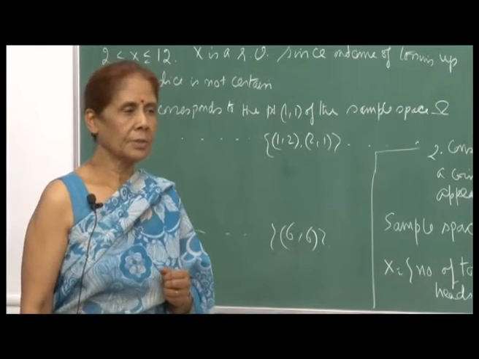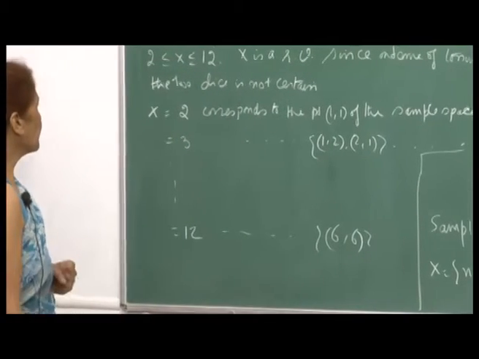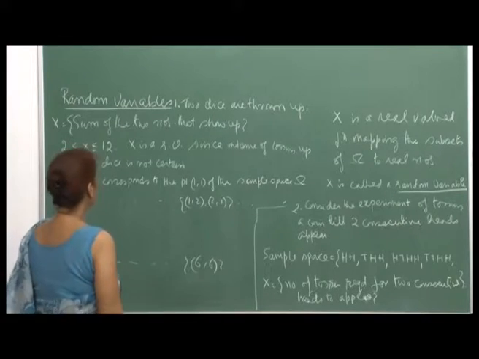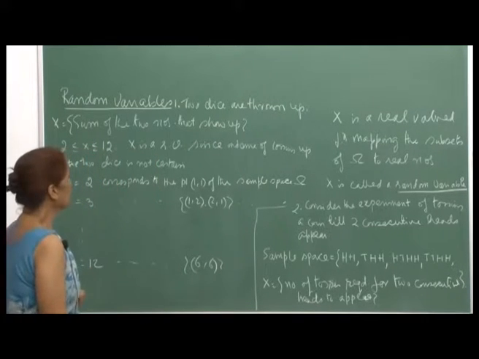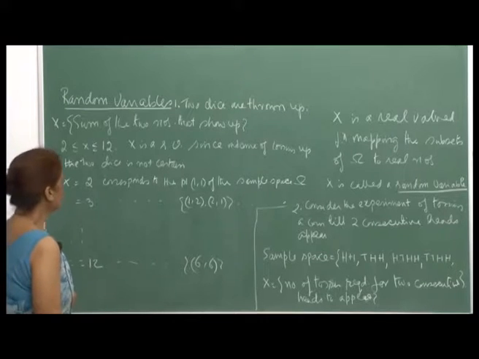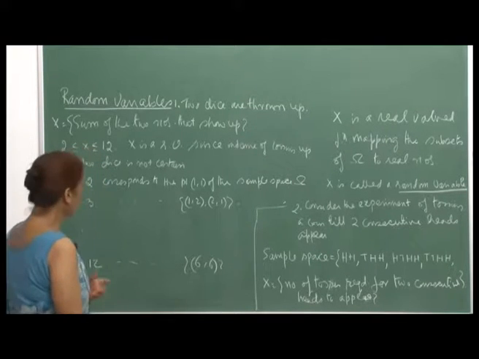Now introduce the concept of random variables. So, the whole idea is, let me begin by giving some examples first. Suppose two dice are thrown, and they are fair dice.